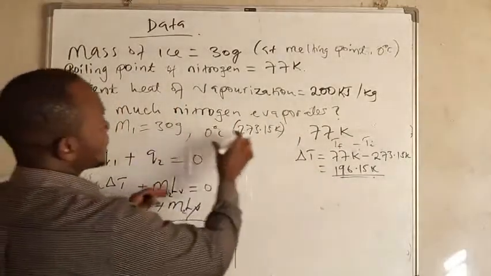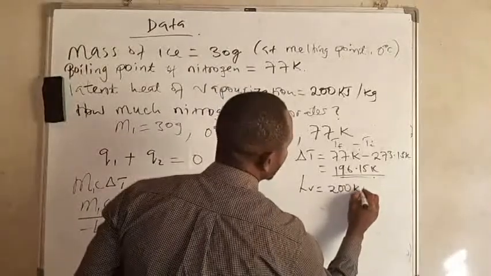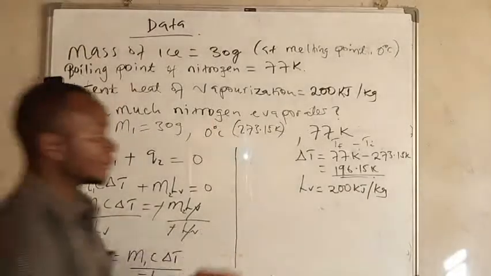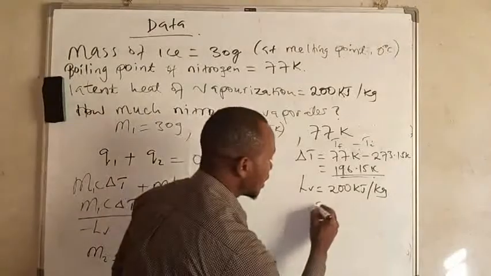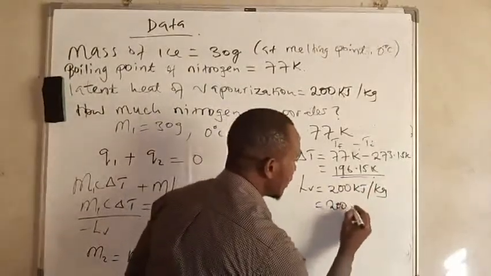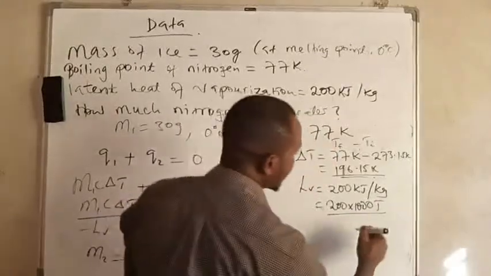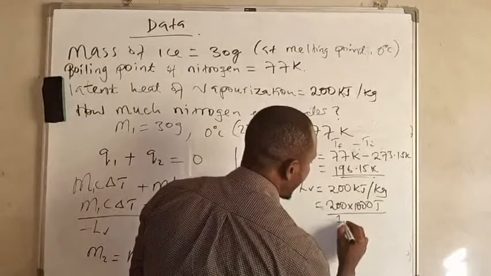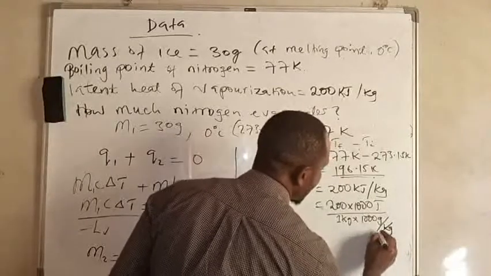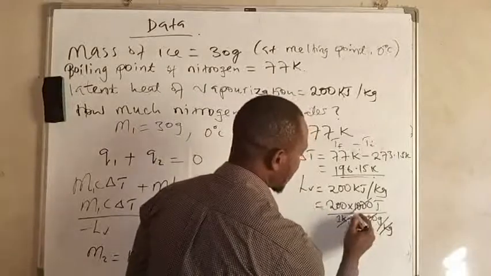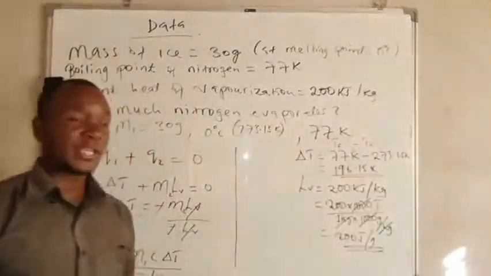And then the latent heat of vaporization, Lv, is 200 kilojoules per kg. If we convert this to joules per gram, we say 200 times a kilo, which is 1,000, joules over 1 kg times 1,000 grams per kg. The kg and kg cancel, and the 1,000 and 1,000 cancel. So what we have is 200 joules per gram, the latent heat of vaporization in grams.